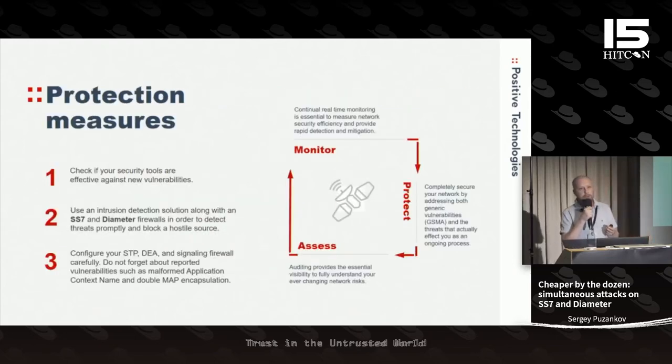And my message to mobile operators is as follows. First of all, check your security tools, if they exist, as soon as a new vulnerability is reported. Use intrusion detection systems or security monitoring of your premises, along with SS7 and Diameter firewalls. This could help you detect new threats and, for example, block a hostile source altogether. And configure security equipment carefully to block a wide range of attacks.